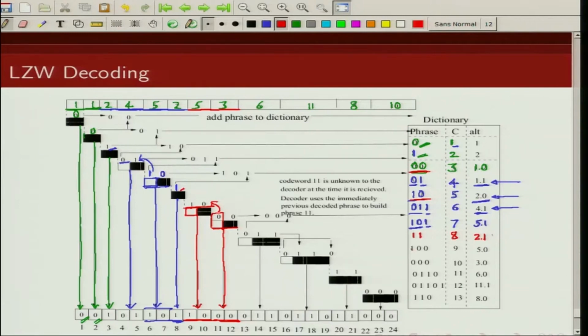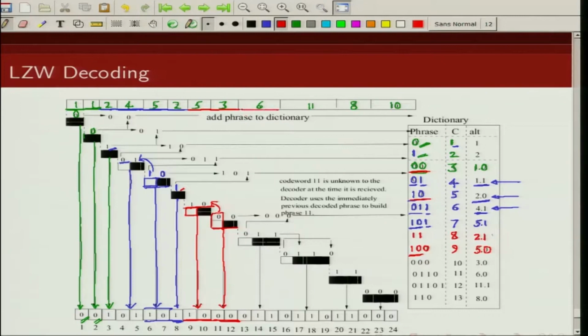So I am going to add 100 into my dictionary, and that's my code word number 9. In the alternate form, this can be written as concatenation of code word number 5, which is 10, concatenated with innovation symbol 0.